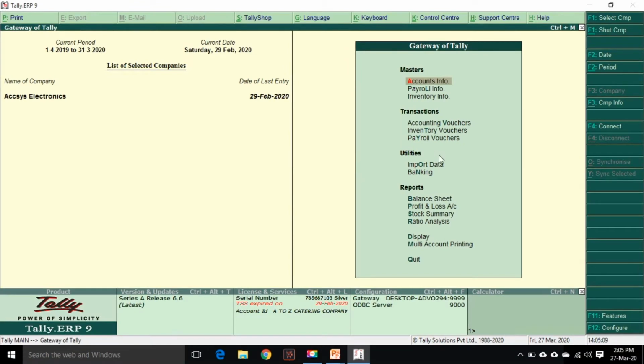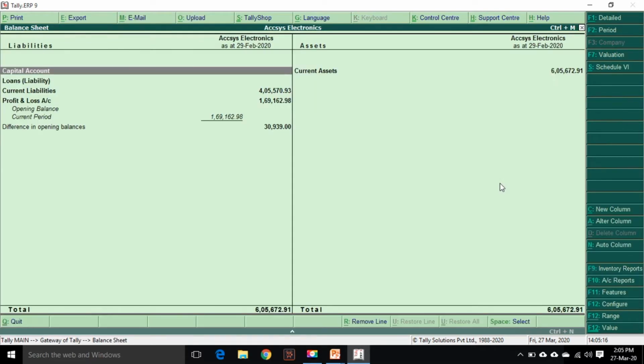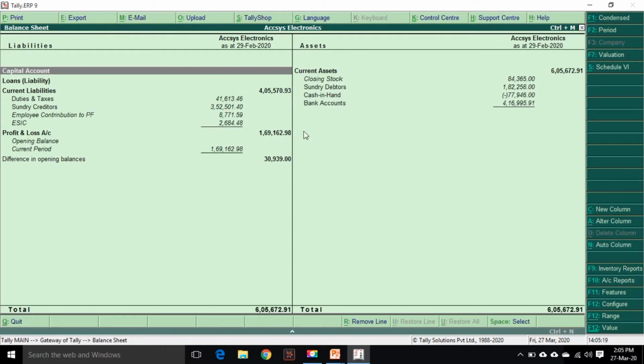Suppose we have done the transactions for the month of February. Now if you see in the balance sheet, this is your balance sheet detail. These are the transactions we have already entered in Tally. There is a row showing a difference in opening balances, 30,939. Actually it's only because of the opening balance of HDFC Bank. This is only because we have not entered the opening balances of all ledgers. That's why it's showing a difference.